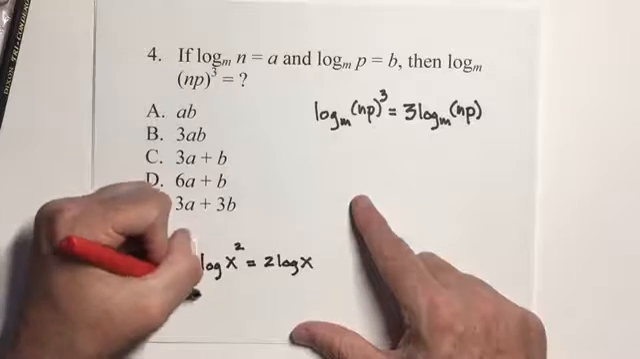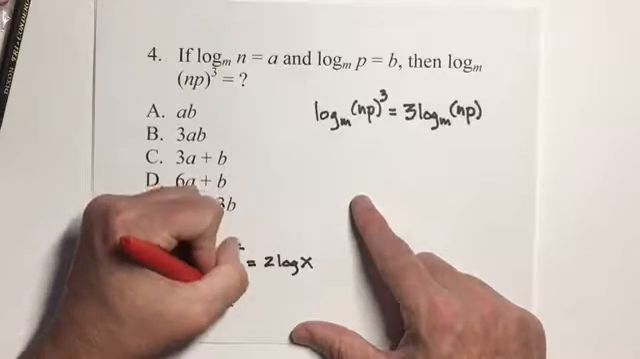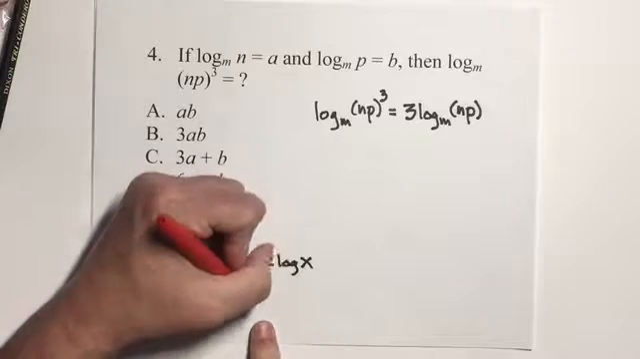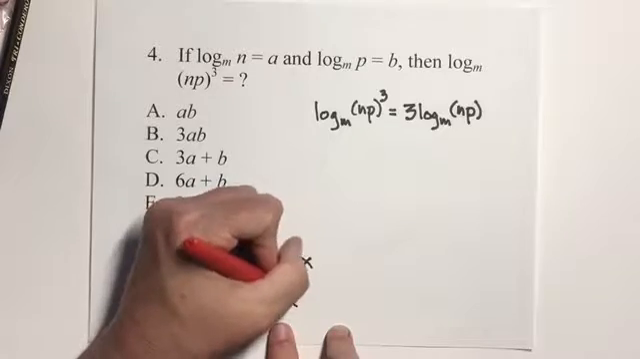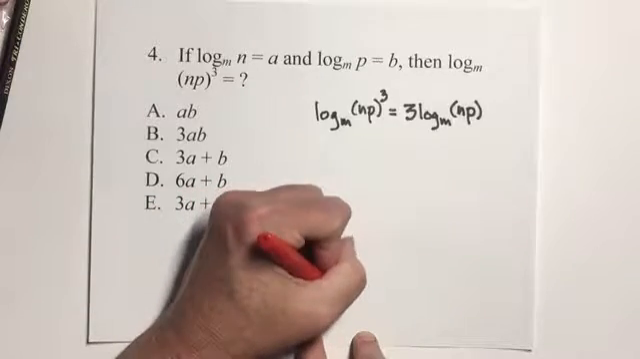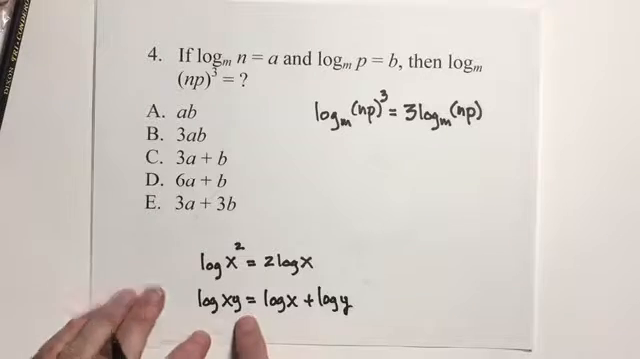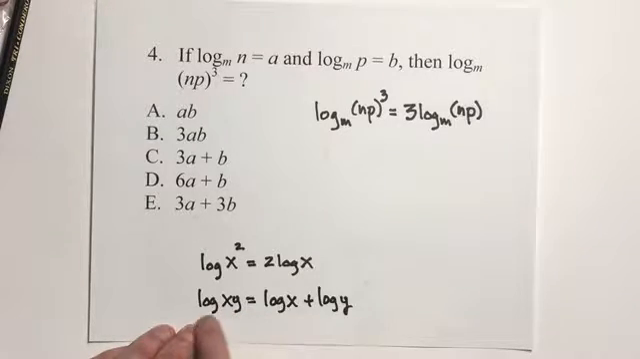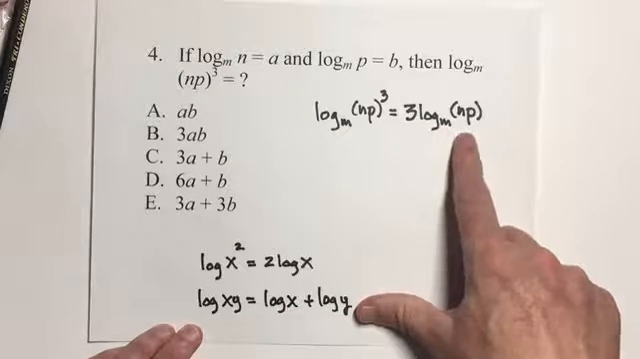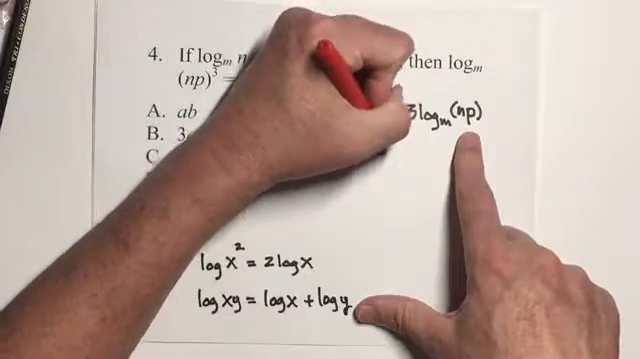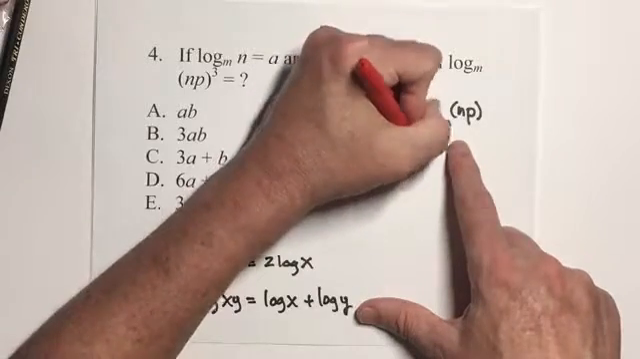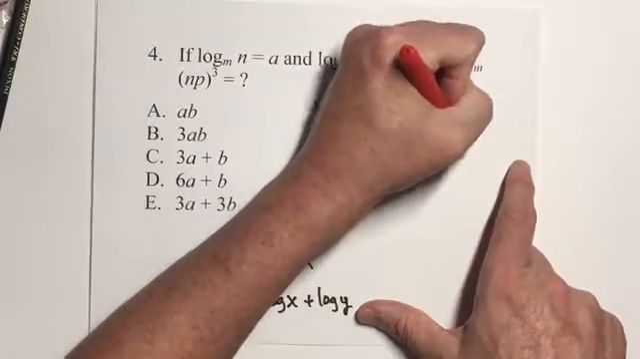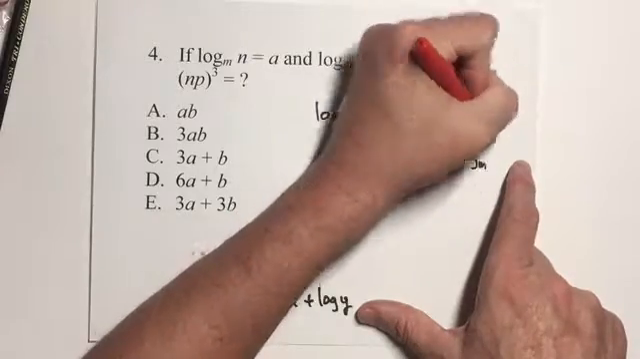Another property of log says that if I take the log of a product, of 2 things that are multiplied, I can write that instead as the sum of 2 separate logs. So I can write that as the log of x plus the log of y. The log of xy is equal to the log of x plus the log of y. So that means the log base m of np, I can rewrite as 3 times the log base m of n plus the log base m of p.